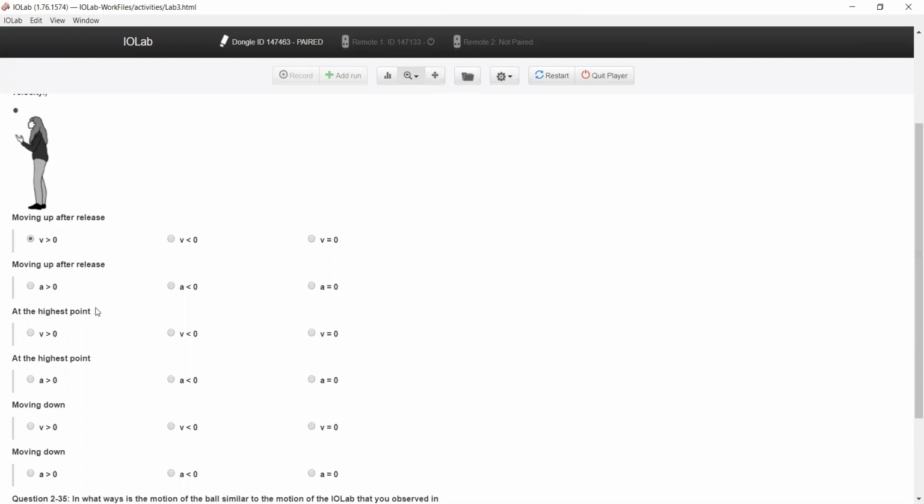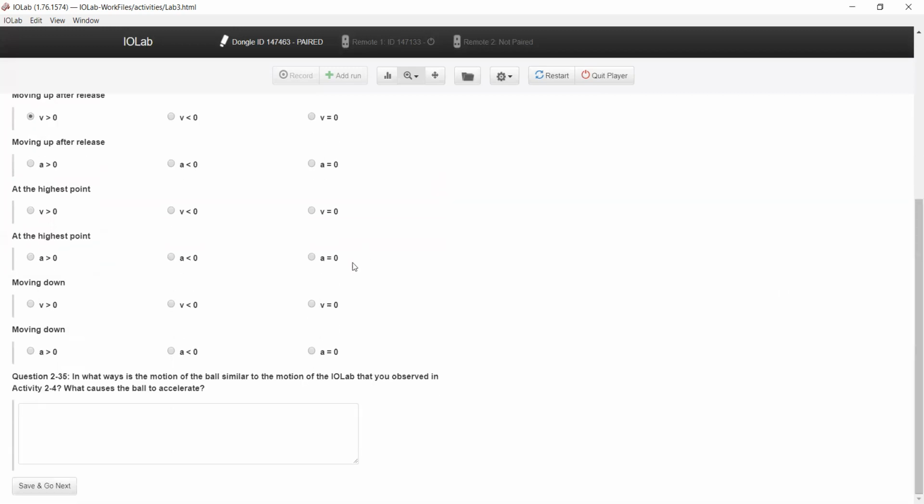At the highest point, we already know it stops. For the acceleration, we did it from the graph, so you may go ahead and refer to that. Go ahead and answer these questions. It is kind of what we just did, a similar thing. Then you can click save and go next after you write all the answers. Make sure you write all the answers before saving and going next.